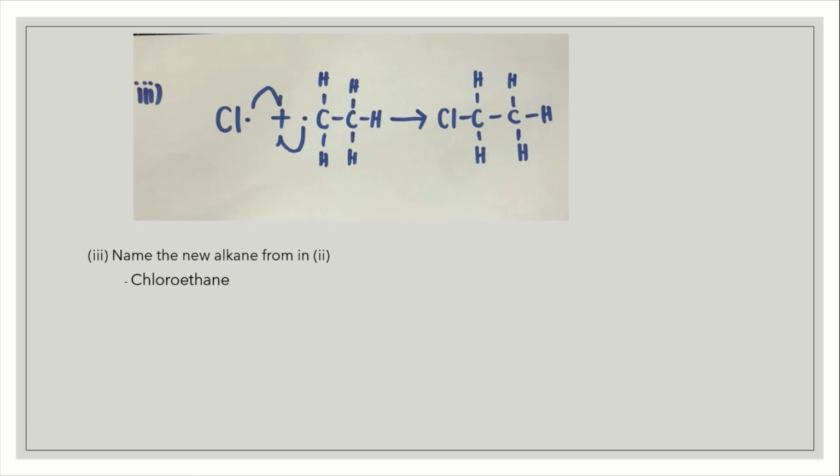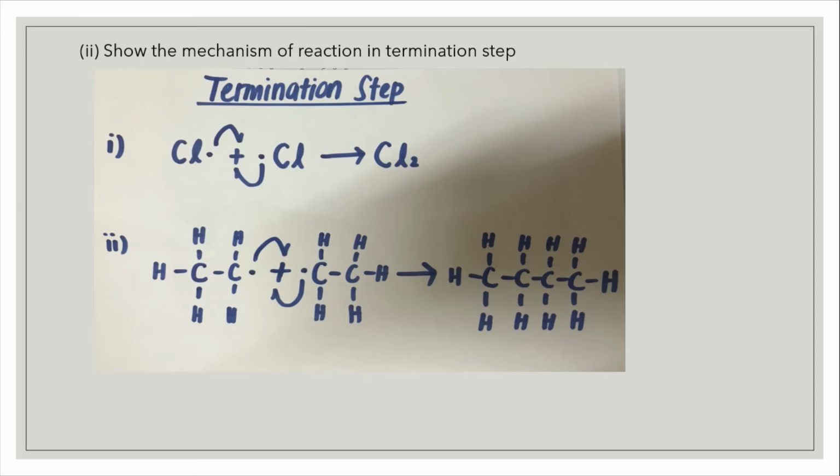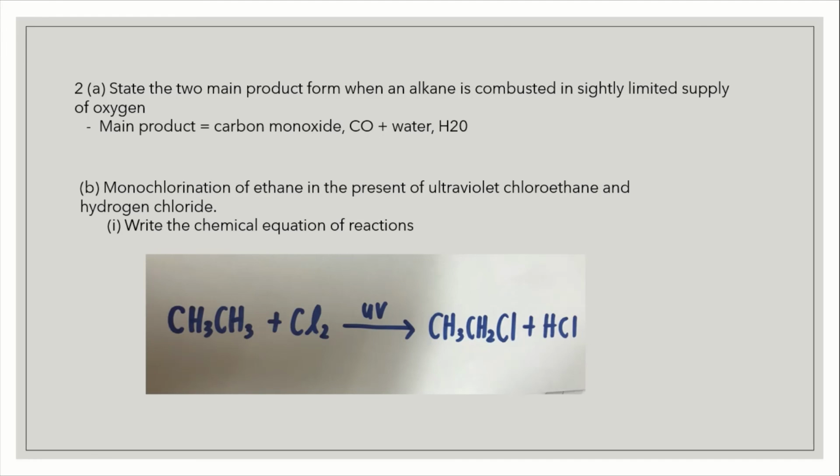And Roman 3 question, we are required to name the new alkane formed in our previous drawing. Basically in our first question, let me share with you. Okay, we are supposed to name the product. So our product will be chloroethane.